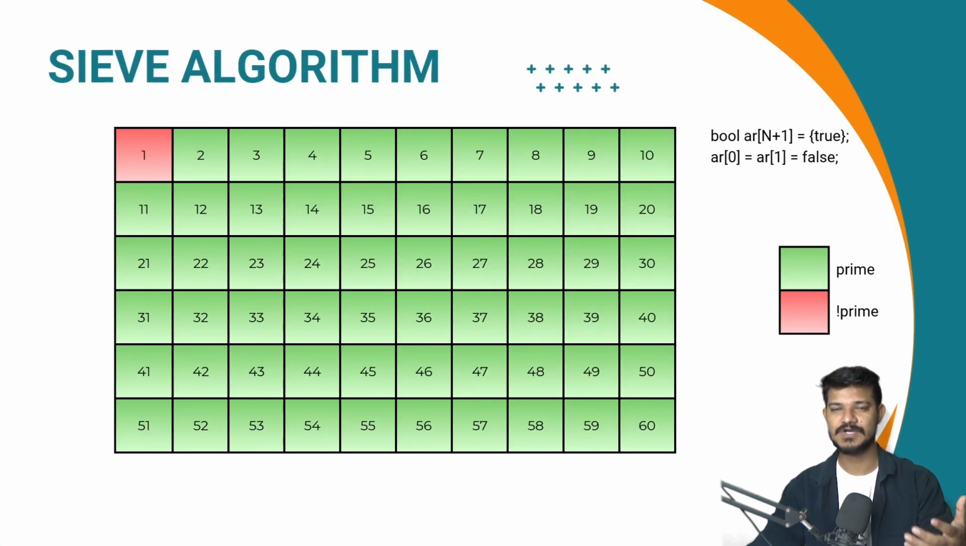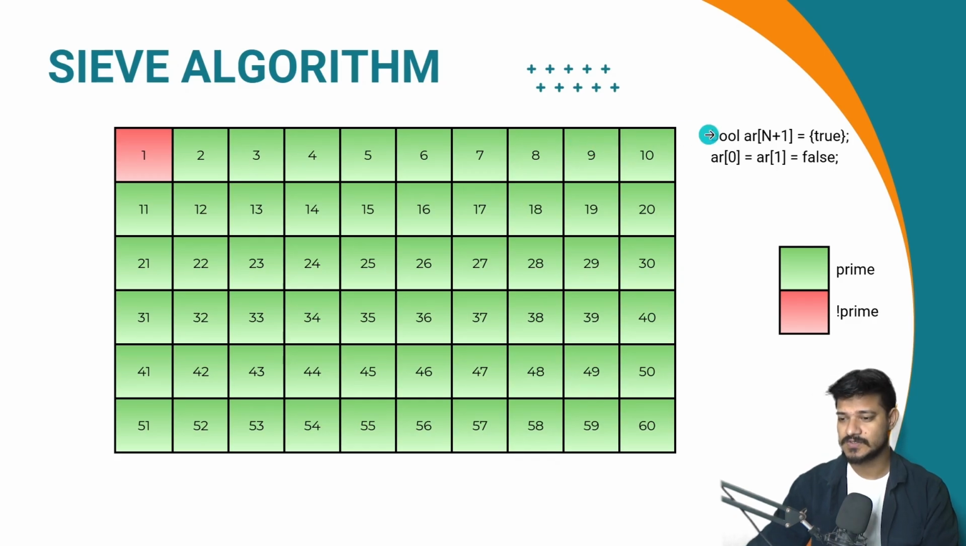So how we are going to apply the Sieve algorithm, or learn it, is this. Define an array of size n+1, because we want indices from 1 to n, that's why an n+1 array, and initialize all of them with true, right? So n+1, all of them I have initialized as true. AR of 0 and AR of 1 you can set as false.